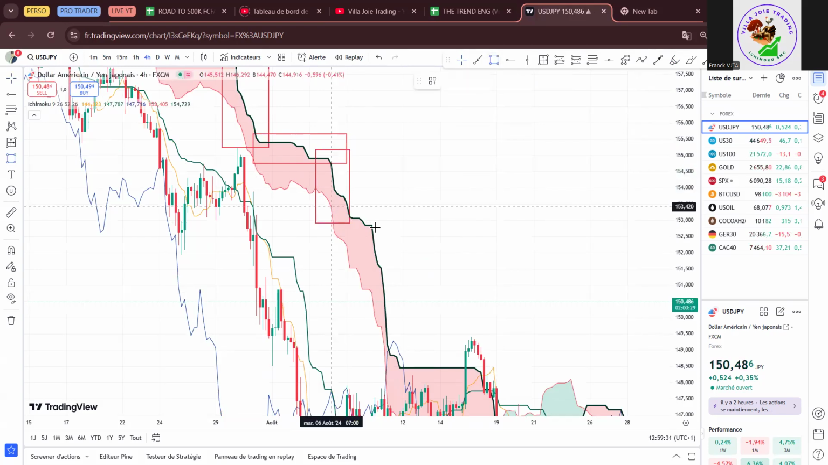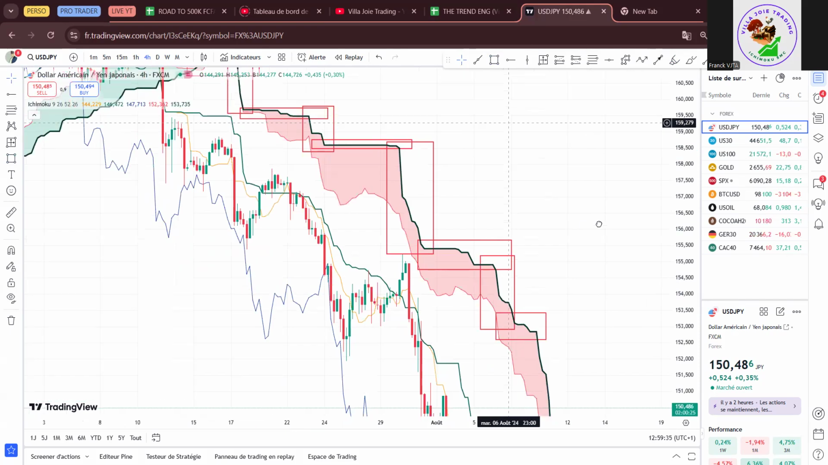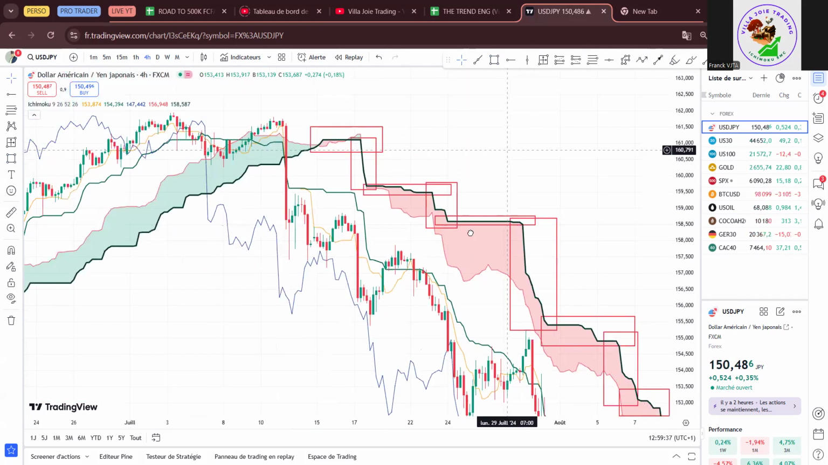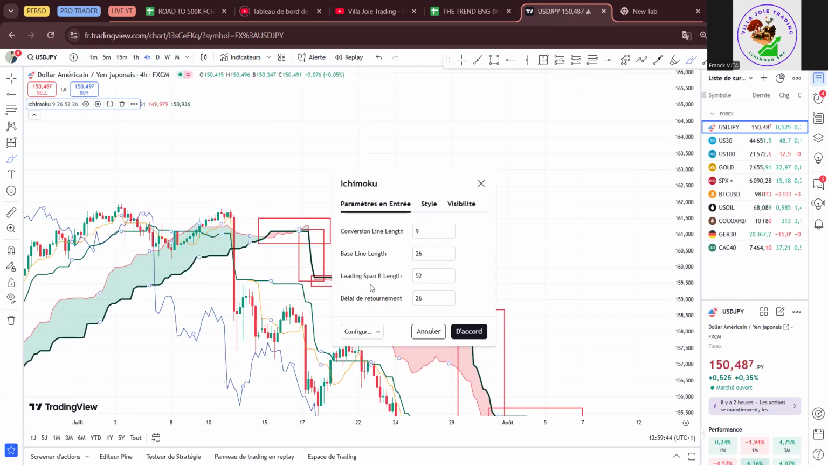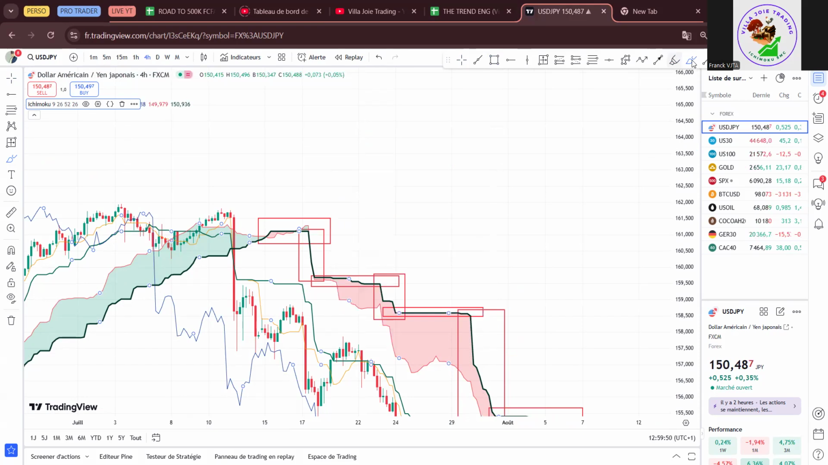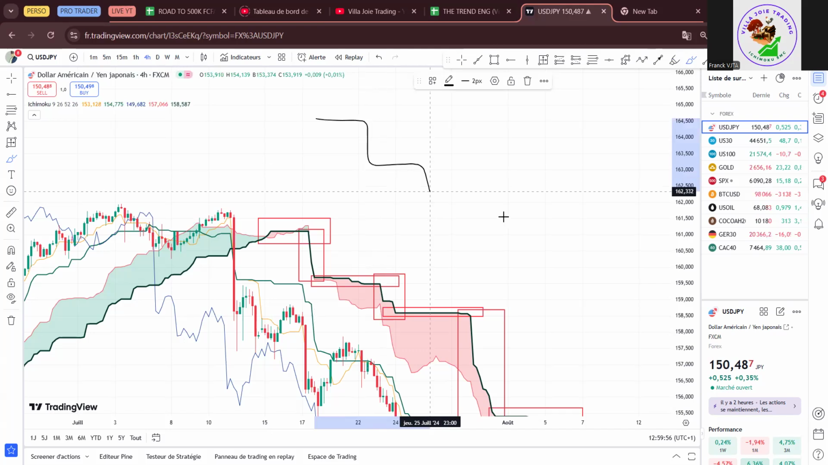This is an inclination. So what I want to highlight here, let me make a pause, is something very specific about this. You realize that this black line is called SSB, right? If you come here, you will see that Lagging Span B is 52 periods. That's what I call Papa Saba in the training, right? So this is how this Lagging Span B is moving, like a stair, right?